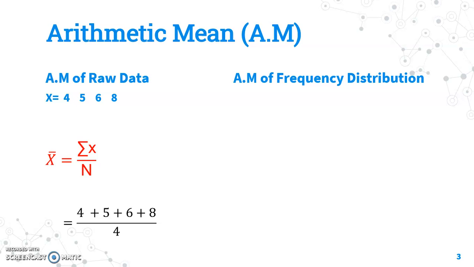Now let us understand what is frequency distribution. We will take the same value of data X: 4, 5, 6, 8. Now here additional information is given to you, that is nothing but frequency of occurrence of each element. That is 4 is occurring 2 times, 5 is occurring 3 times, 6 is occurring 4 times and 8 is occurring 1 time. Now in this case, how to calculate arithmetic mean?